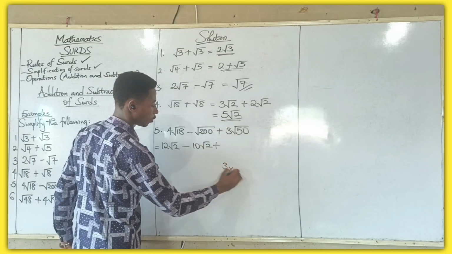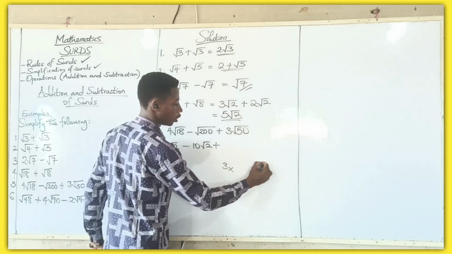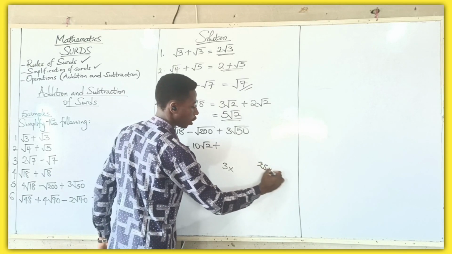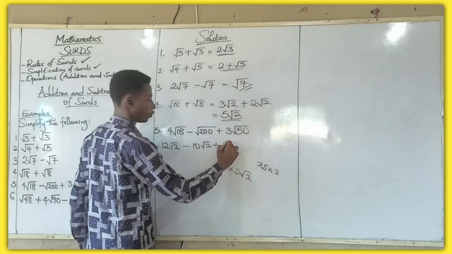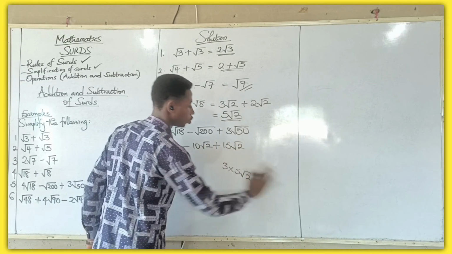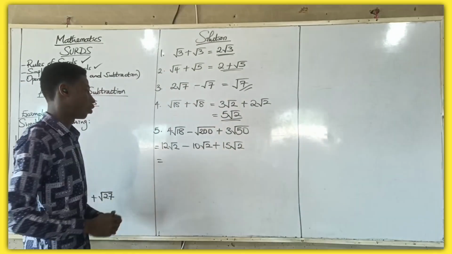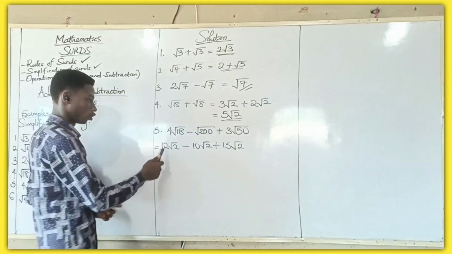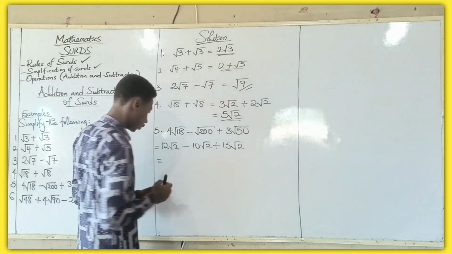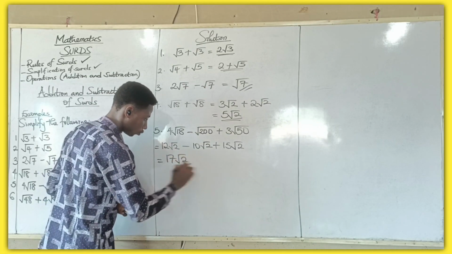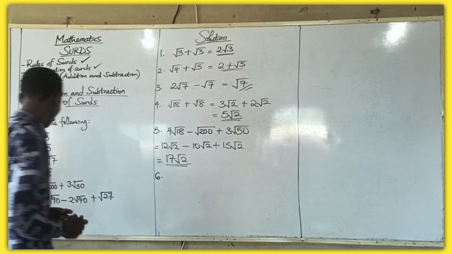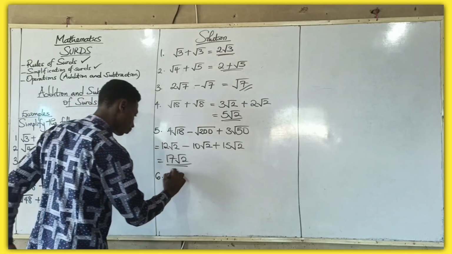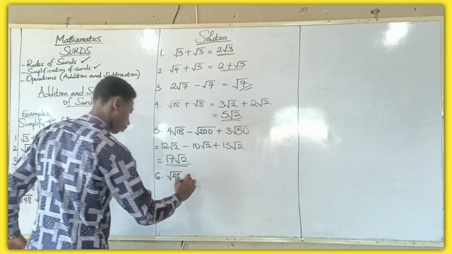Plus this is 3 times √50. And √50 is 25 times 2. Square root of 25 is 5. That will come outside, so 5√2. So 3 times 5 is 15. So we have 15√2. That's that. So now, they are like terms. You can simplify. 12 minus 10, 2 plus 15, 17√2. That's our final answer.